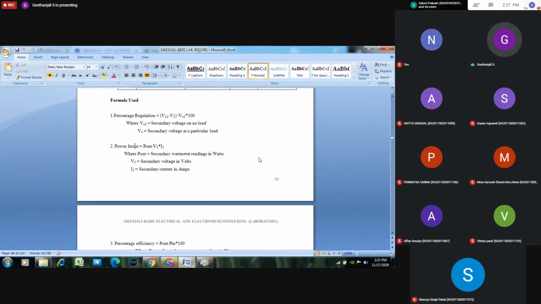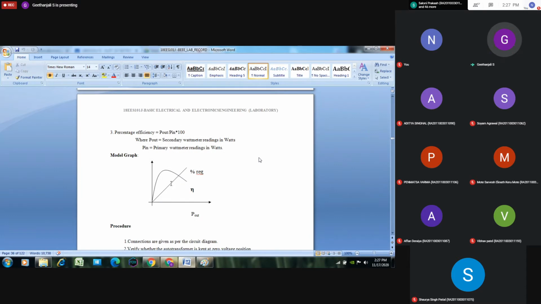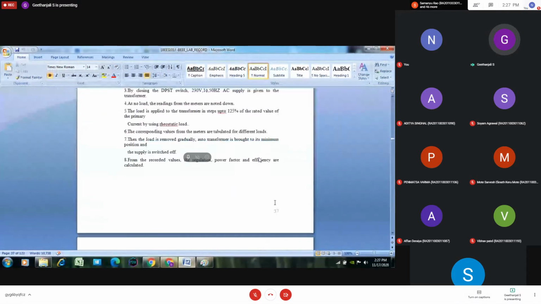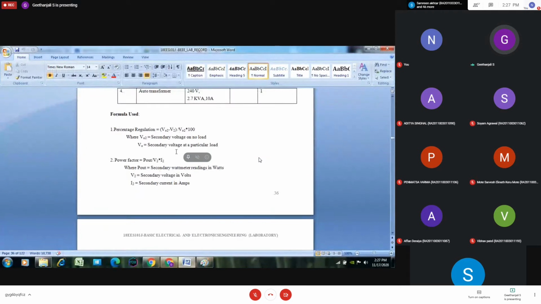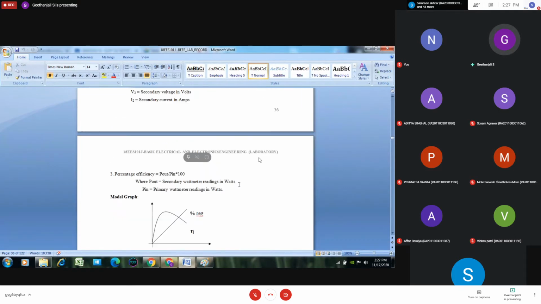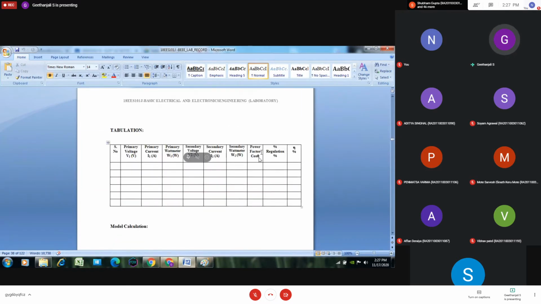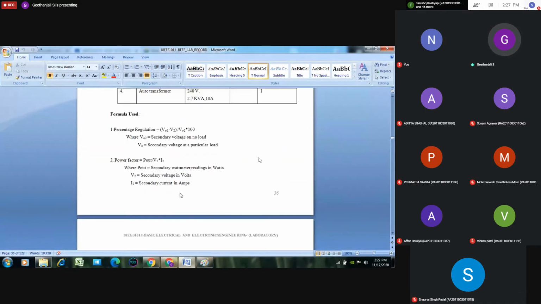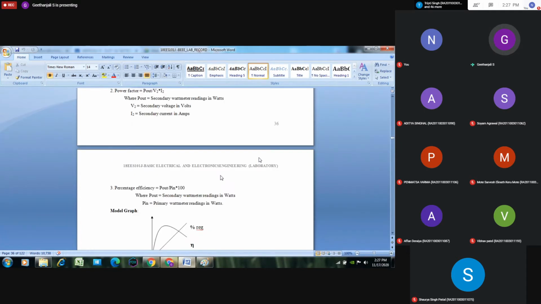Then power factor. Power factor is in the tabulation, along with regulation. So how will you find the regulation? By using this expression. Then there is an expression for the power factor: P out divided by V2 I2. There is a column in the tabular column for power factor, cos theta. You have to fill that column by using this formula. P out is the secondary wattmeter reading in watts. V2 is the secondary voltage in volts. I2 is the secondary current in ampere.